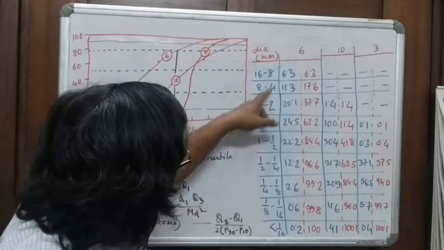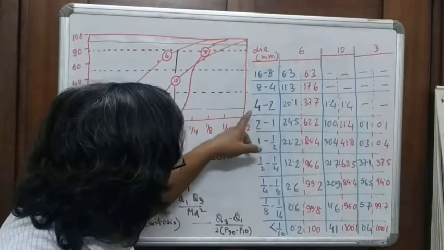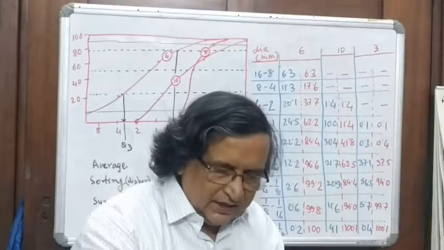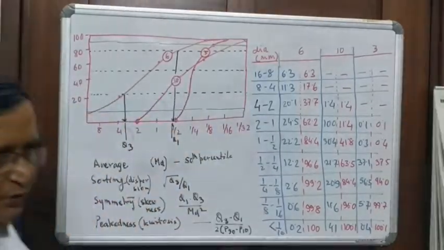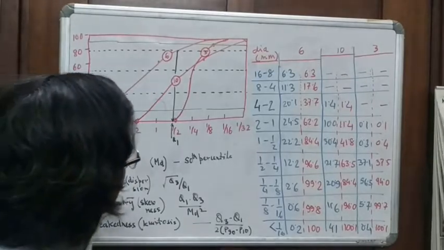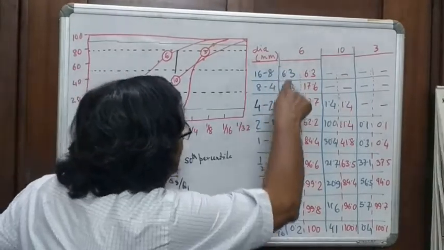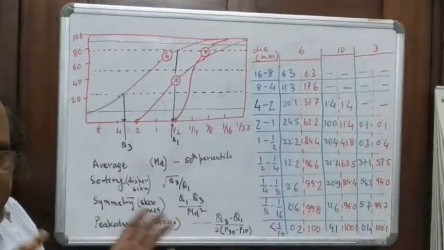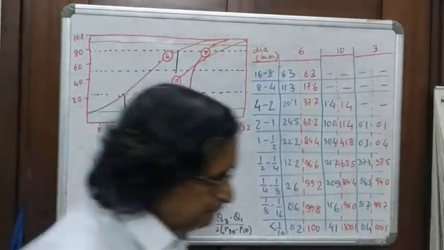So 16 to 8 millimeter diameter, 8 to 4 millimeter diameter, 4 to 2, 2 to 1. And this you can do yourself. It all depends on you, how you want to do it, depending upon your work. And these values in the blue, we have three samples, 6, 10, and 3.